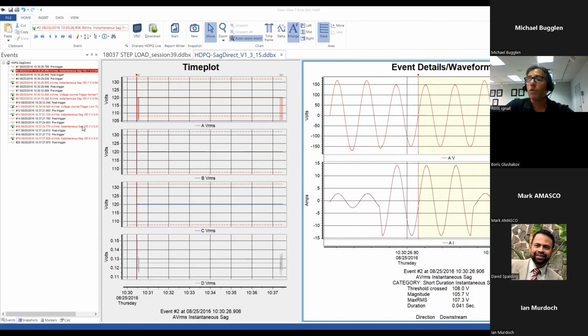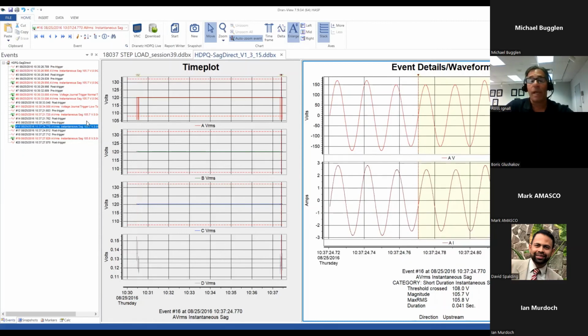So an upstream sag is the opposite case, where the voltage and the current go down simultaneously, and you can see here's the voltage, you can see it goes down, here's the current, you can see it goes down. Well, this is another short duration instantaneous sag, but this is upstream. So this HDPQ Guide or Explorer identified that properly as upstream.